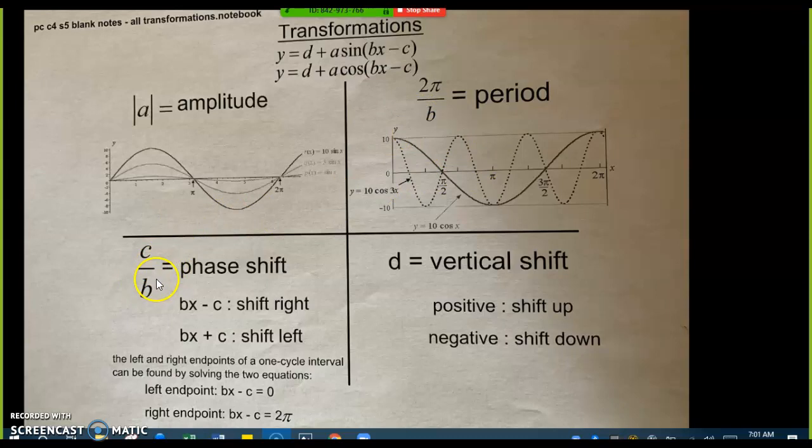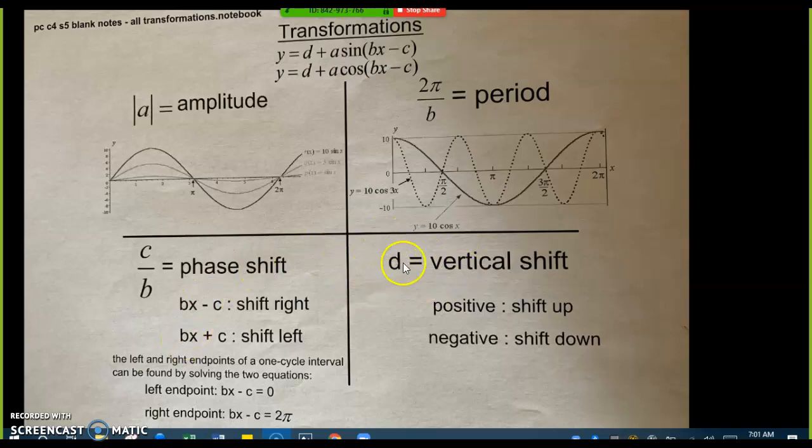Phase shifts. Phase shift is the shifting of the graphs to the right or the shifting to the left. And we're going to find our phase shift by looking at this number C here. So whatever is being subtracted from the X, we'll take that number C and we're going to divide it by our B value. Okay. Remember, subtraction shifts the graph over to the right and addition shifts it to the left. It does the opposite of what you feel.